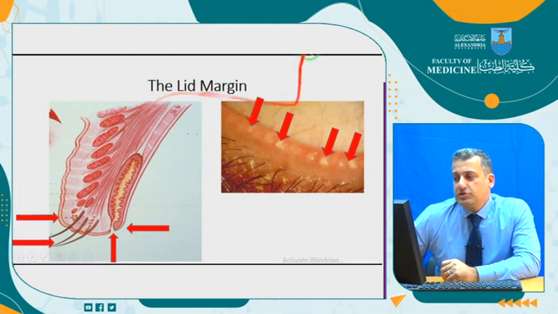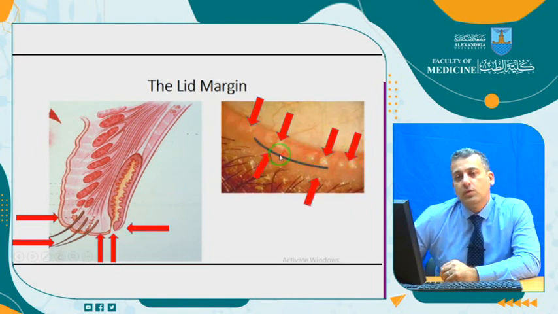If you look at the lid margin itself, you can find here the orifices of the meibomian gland, and this line is called the white line. In front of this white line, or the orifice of the meibomian gland, and the lash line, there is a line called the gray line, and it's here put in the color gray.